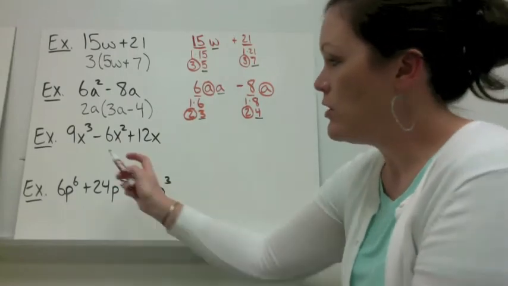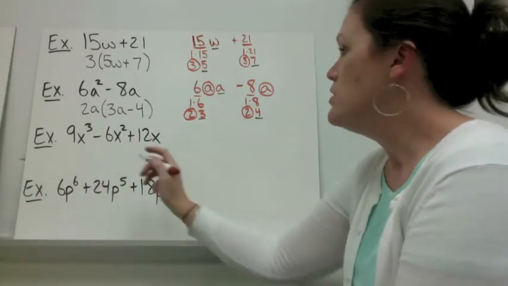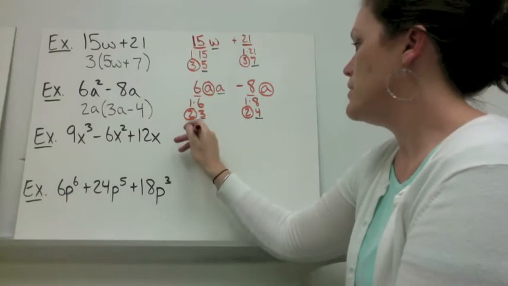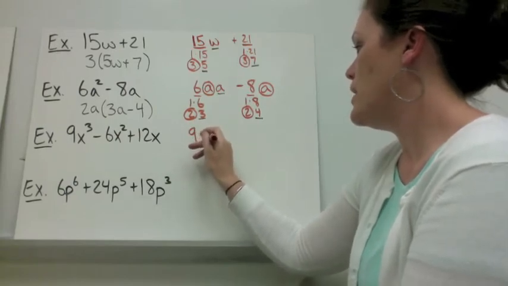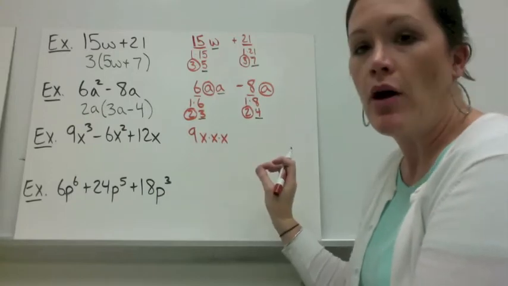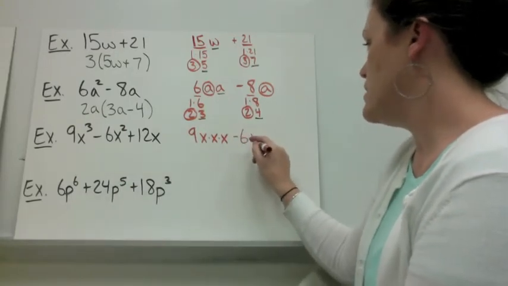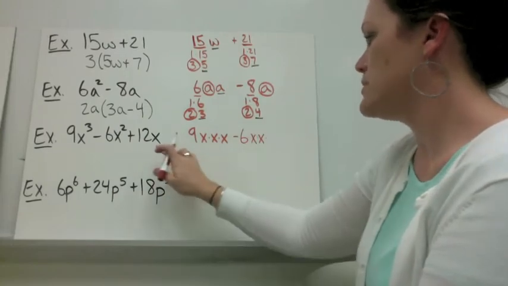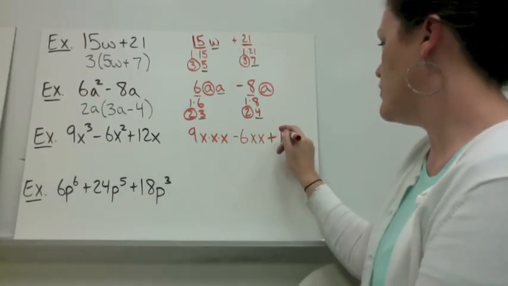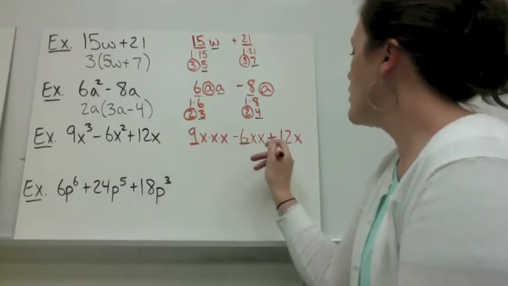So even with a larger polynomial, we can use the same procedure if this is helpful. So we look at 9x cubed. I'm going to write 9 and then x times x times x, so I can spread them out. That way I could circle them. Minus 6, and then x squared is x times x, plus 12, and that one just has an x. Then we could write out our factors.